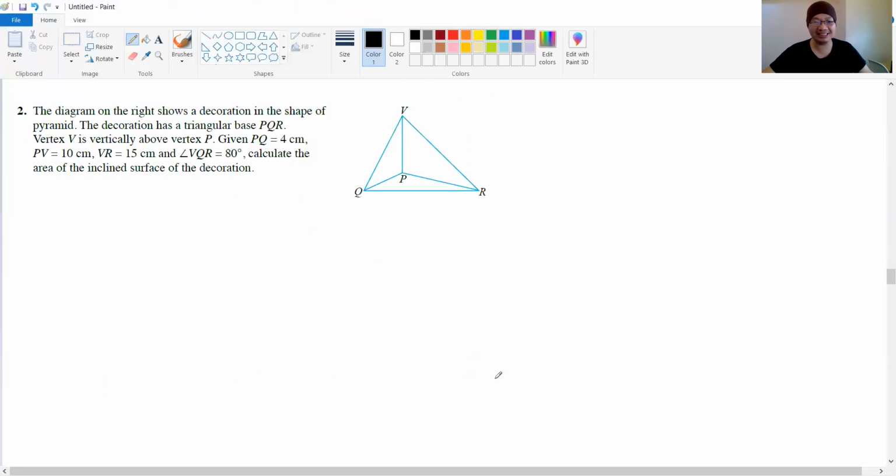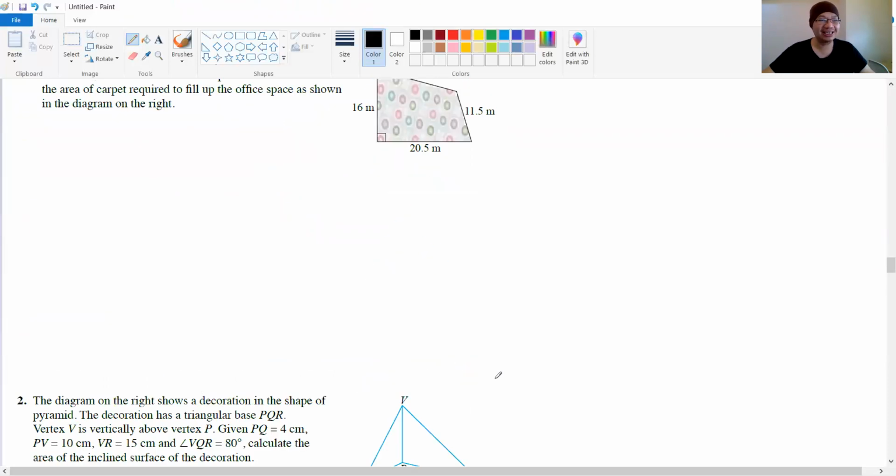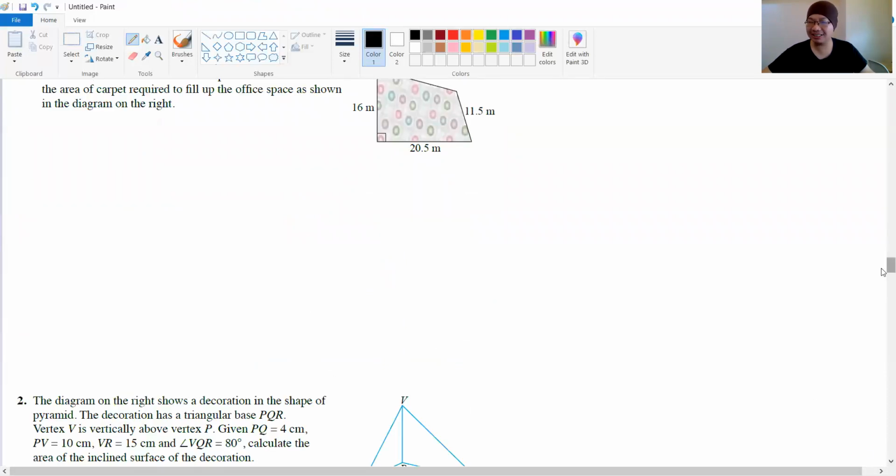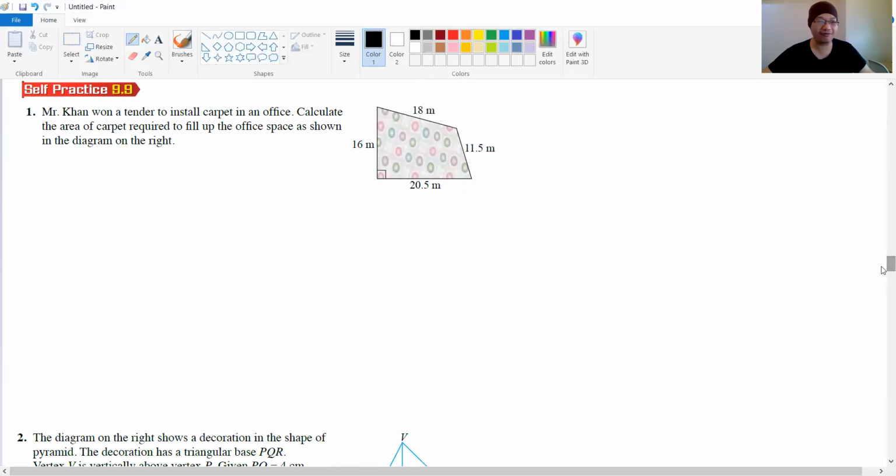Okay, finished. This is the last part. Okay, we already have the 9.9 already. So this is the final. Sorry, this is another tricky question. Okay, so Mr. Han wants a tender to install a carpet in an office. Calculate the area of carpet that is required to fill up the office space as shown in the diagram on the right here. So we want to determine the area of this shape.